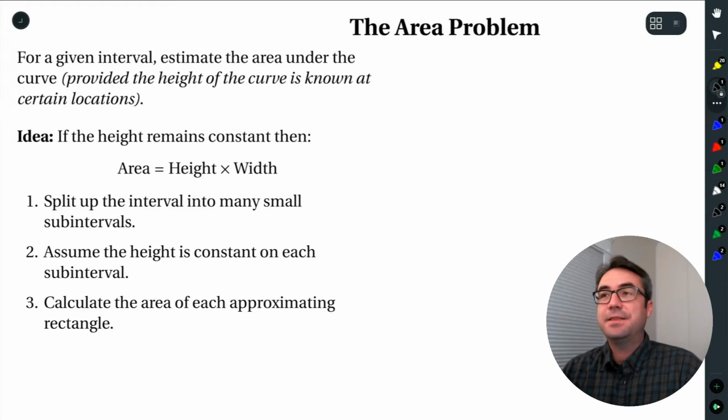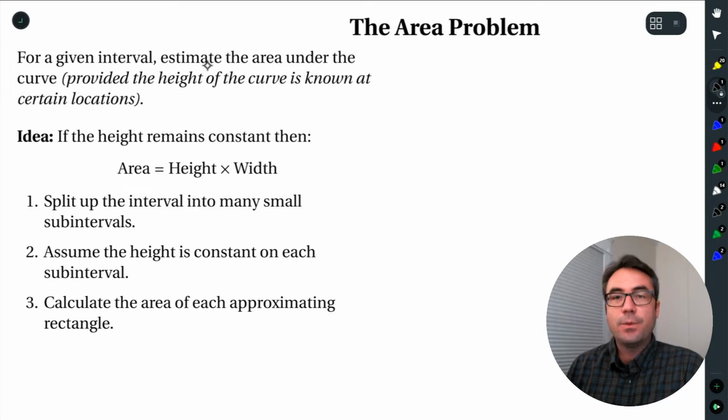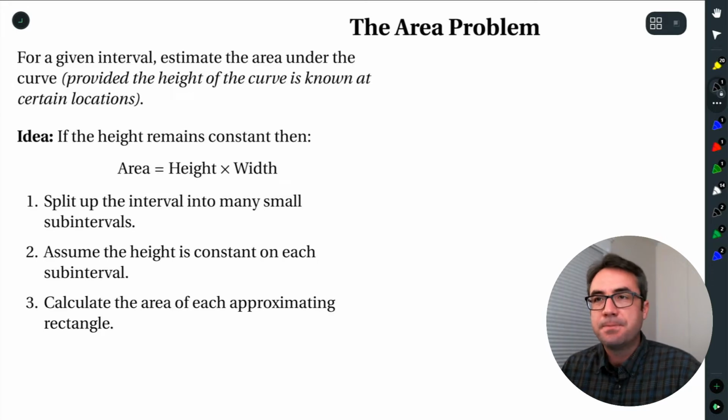All right, now we're going to look at the area problem. So for a given interval, we want to be able to estimate the area under the curve, provided that the height of the curve is known at certain locations. All right, so how do we do this? We have a function, we know the function values at some certain spots, and we want to estimate then the area under the curve.